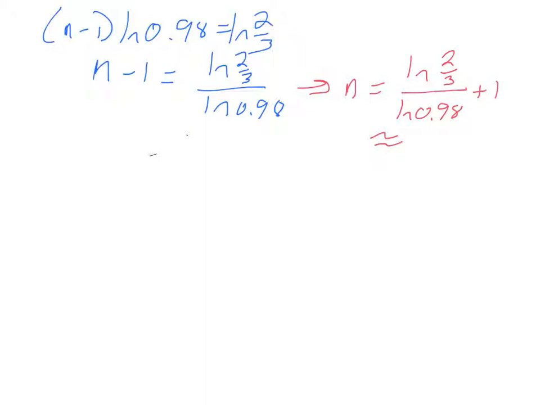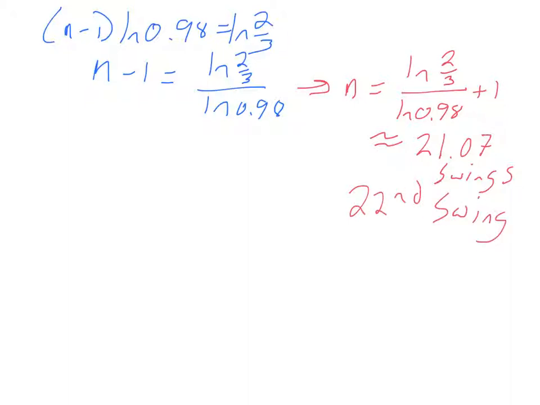is approximately equal to 21.07 swings. Right, so if it's exactly equal to it on the 21.07th swing, that means it's still going to be greater than it on the 21st swing, and the 22nd swing of the pendulum is the one where it will first be less than that. So the 22nd swing.